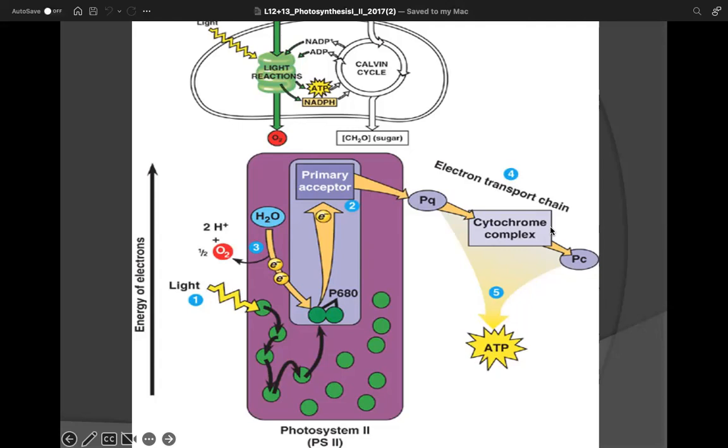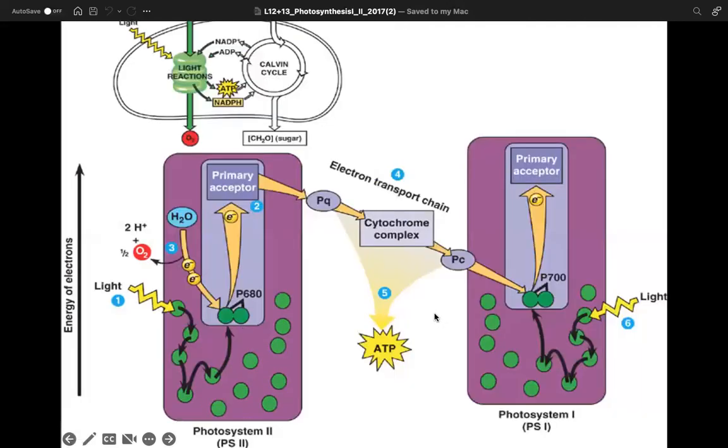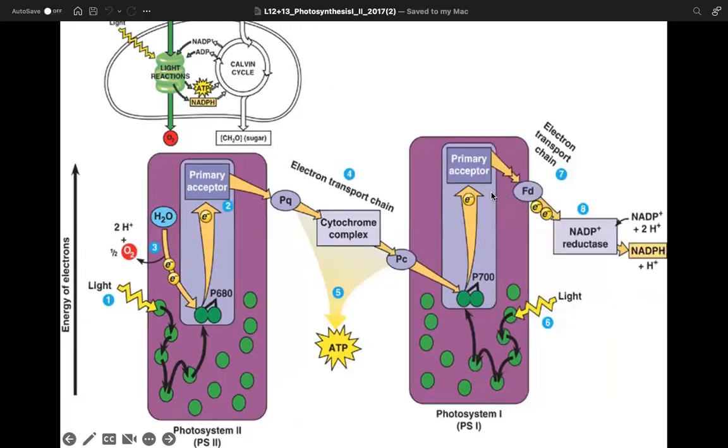Now we're bouncing around our cytochrome complex, our electron transport chain. We lose some of our energy to make ATP. We come back in, we go to the P700. Here's more light coming in to re-energize our little electron. We go into our primary acceptor again and down another electron transport chain.